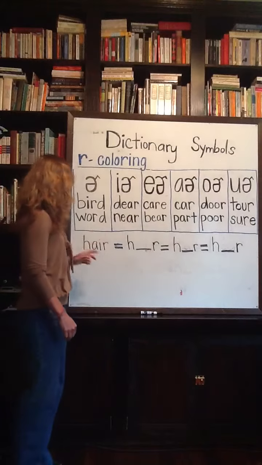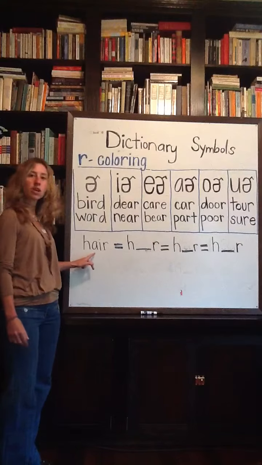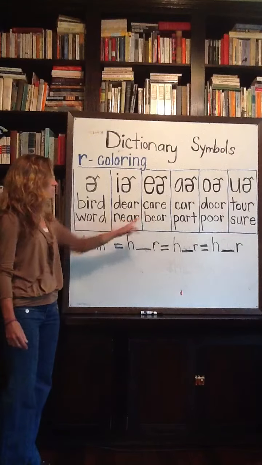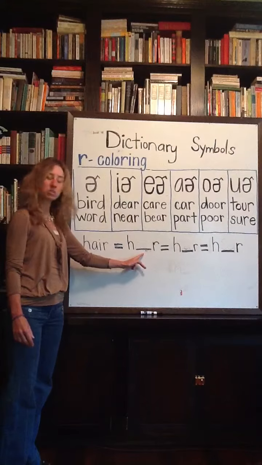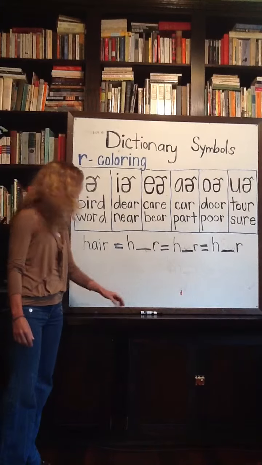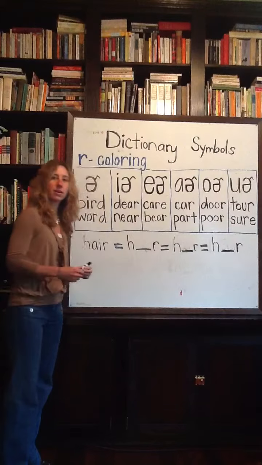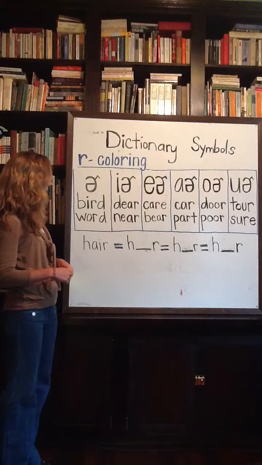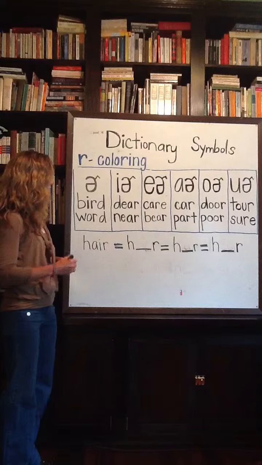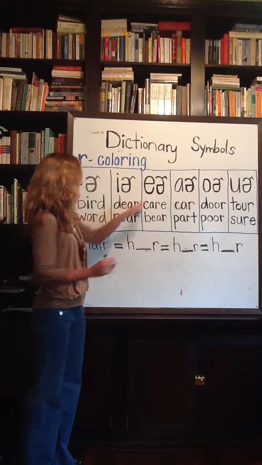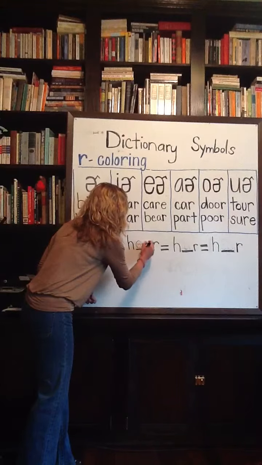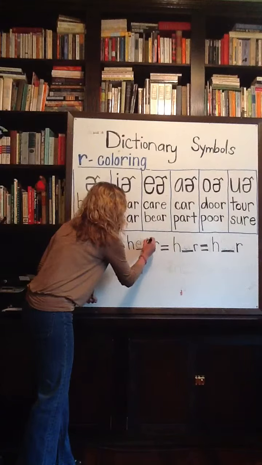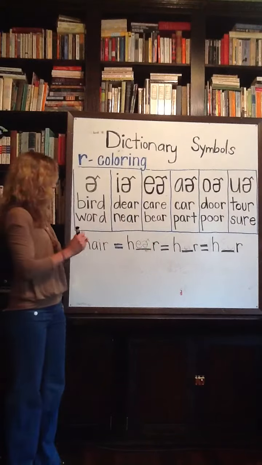Okay, now let's take the word hair. Using this information up here, what would you expect the dictionary to show for the vowel sound? Take a moment and see. Hair. That's right, it would be this one. So you would have an E and then a schwa sound with that little wing on it, or the little R sound.